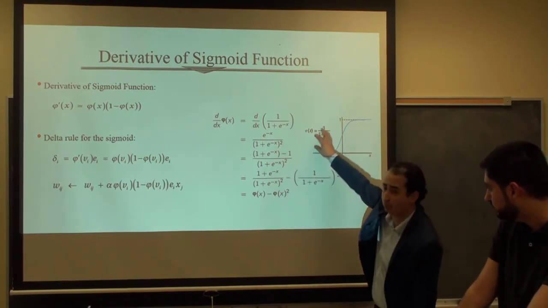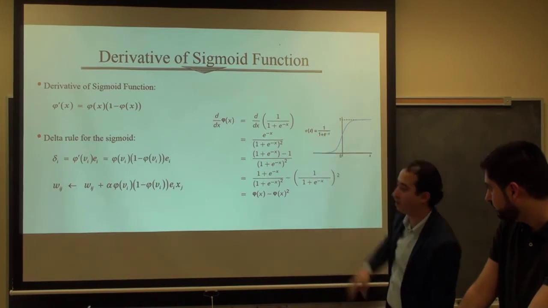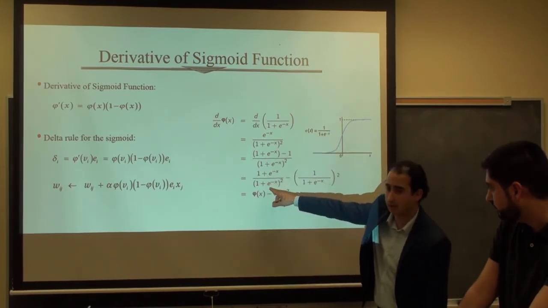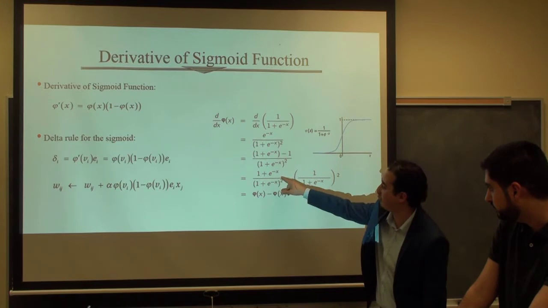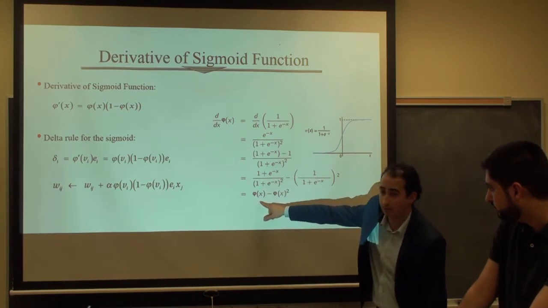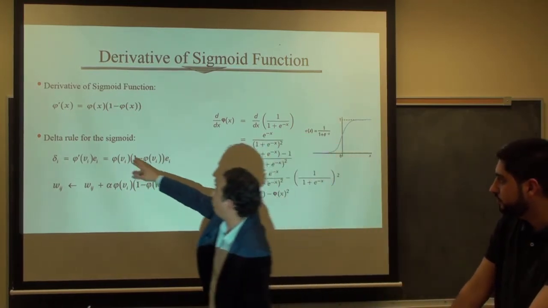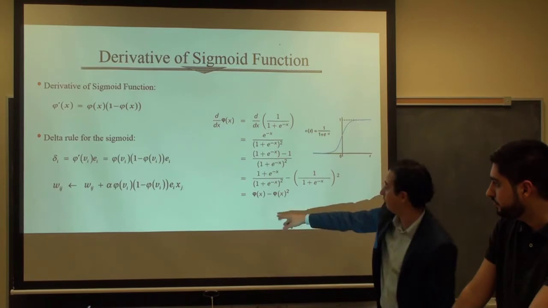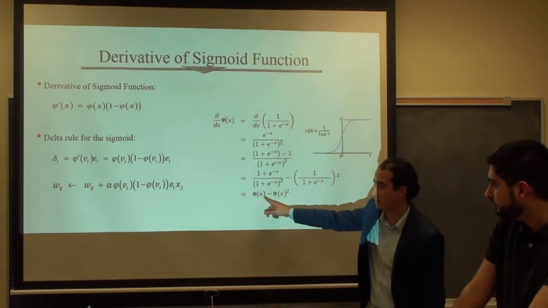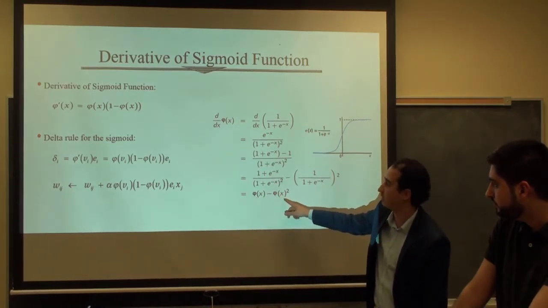If we compare this to the original phi that we have, what do we see? This one is phi, and this one is phi squared. Same thing, and that's what we did over here. So if you factor with phi, it's going to give you phi times 1 minus phi, which is phi minus phi squared.